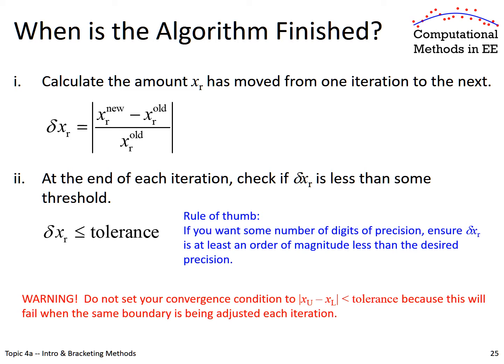So the proper way to do this is to check the difference between our new guess at the root and the old guess at the root. And when those changes become sufficiently small, we will end our algorithm.